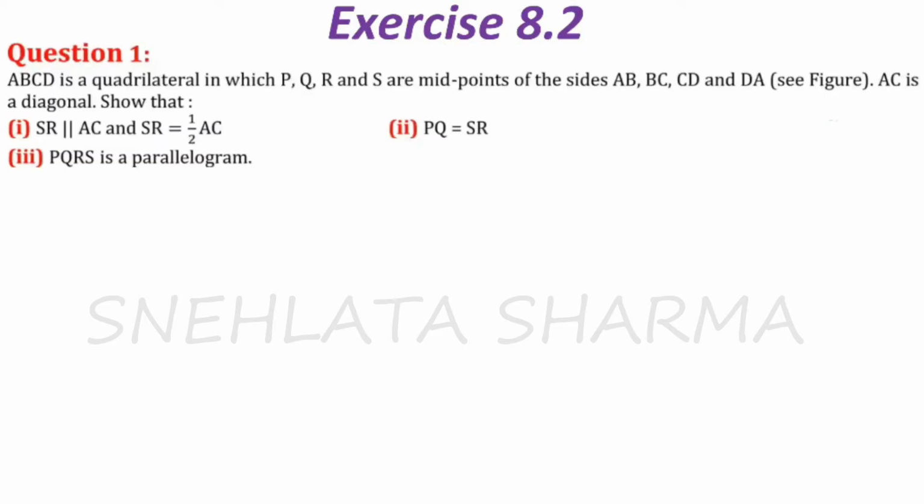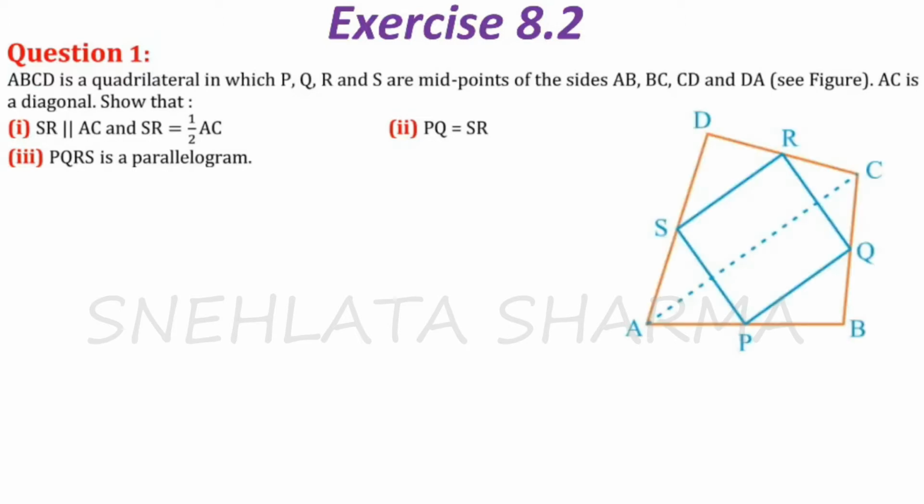Question number 1. ABCD is a quadrilateral in which P, Q, R and S are midpoints of sides AB, BC, CD and DA respectively. See figure. In this figure, we have midpoint of AB, this midpoint is P. We have midpoint of BC, this is Q. Midpoint of CD, this is R. And midpoint of AD is S. Also, AC is a diagonal.